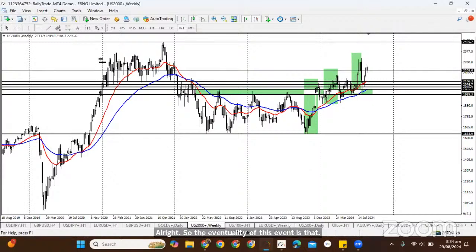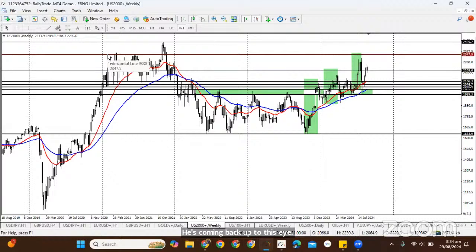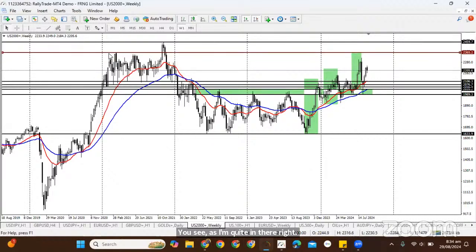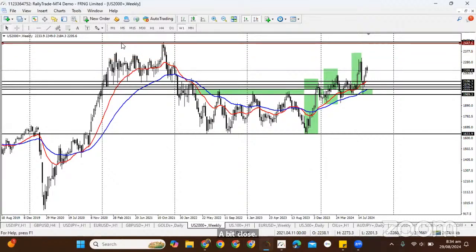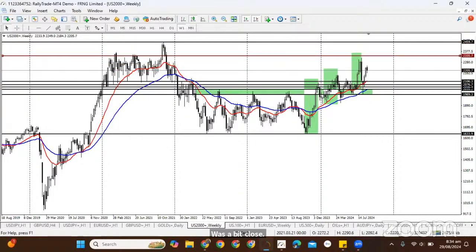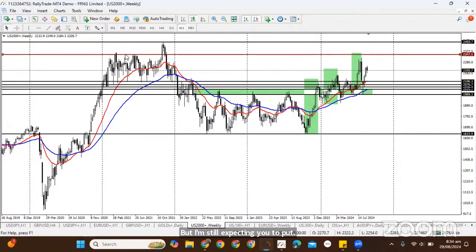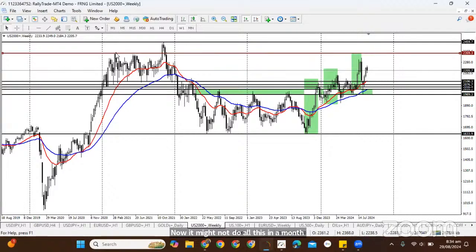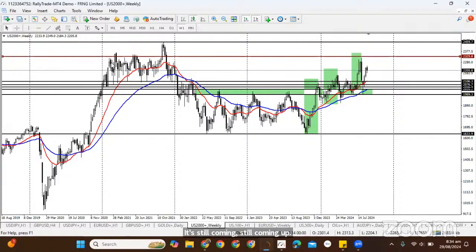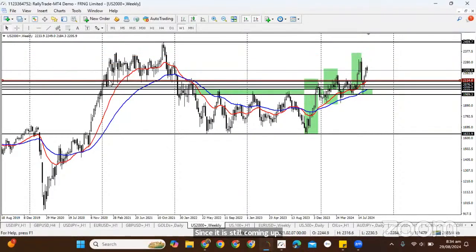You see, at some point it has gotten there, right? It was a bit close, but I'm still expecting it to pull higher. Now, it might not do all this in a month or in a day. It might not, right? But eventually, it's still coming up. Since it is still coming up, this is the lowest point here, which is looking like a very good support.